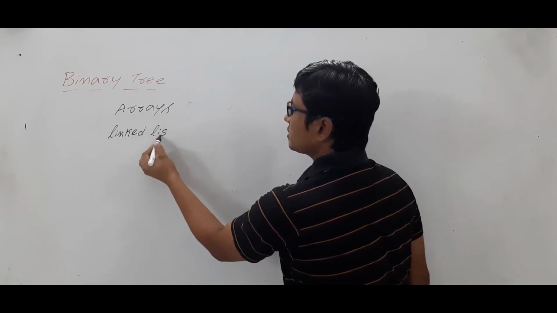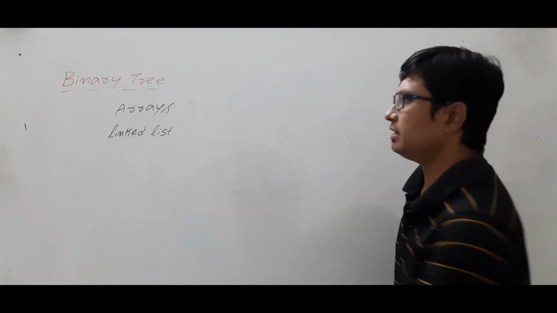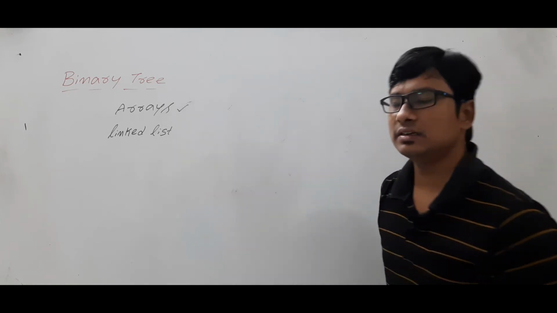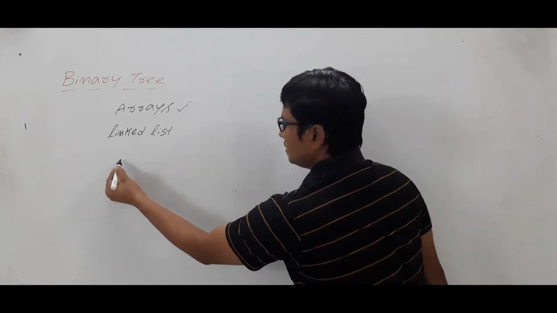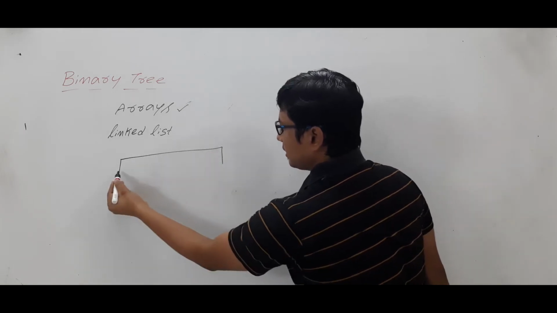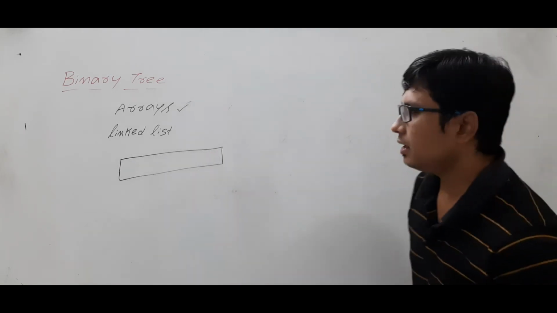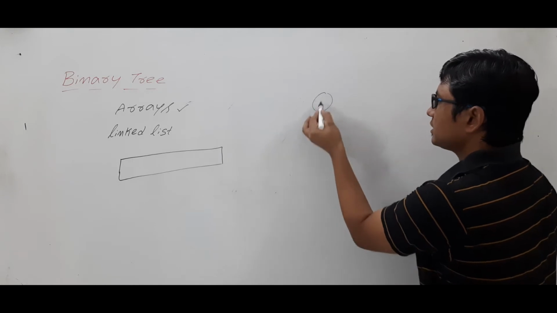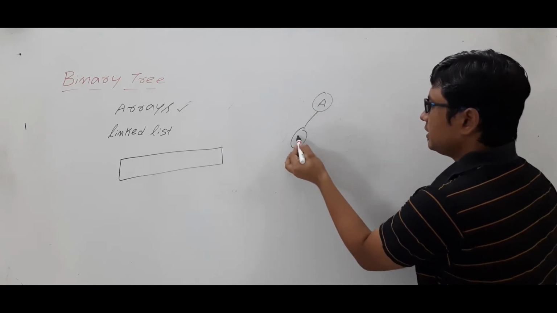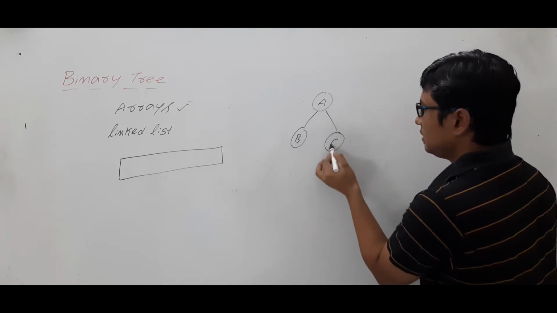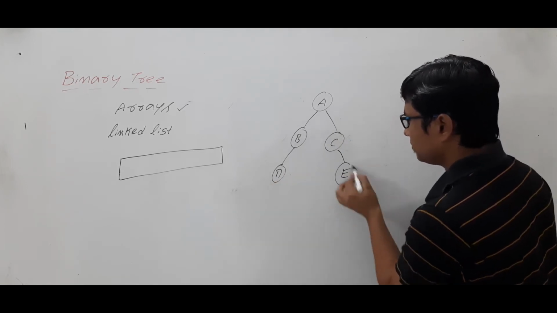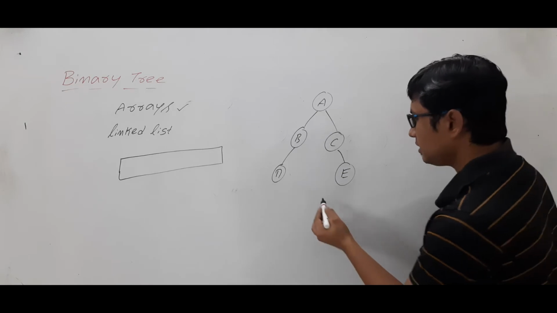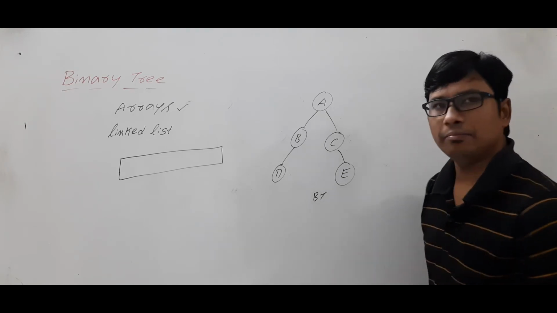Now first let me discuss how we can represent the binary trees using arrays. Let's say the array is a one-dimensional array. Okay. Now I have a binary tree. Let's say A, B, C, D and then I have E. Now can I call this a binary tree? Yes, I can call this a binary tree.